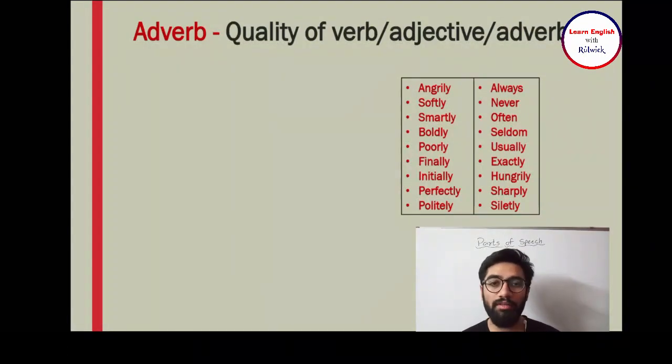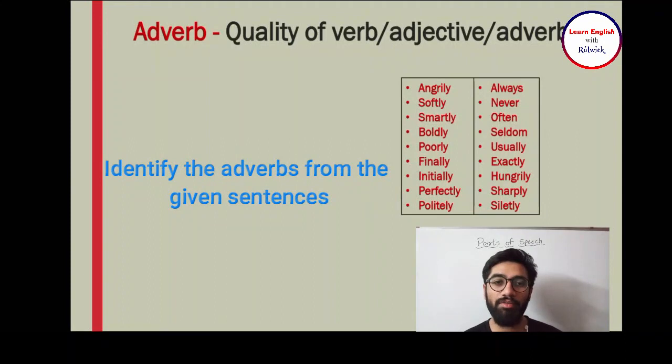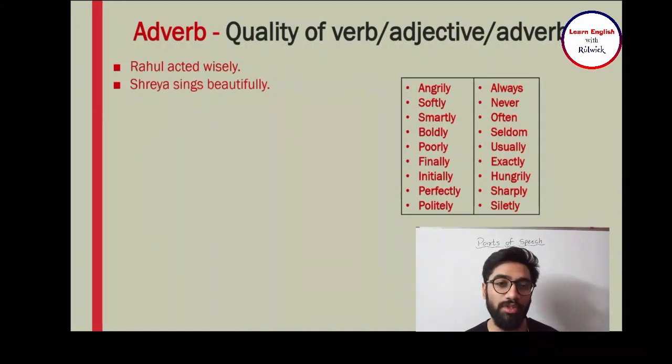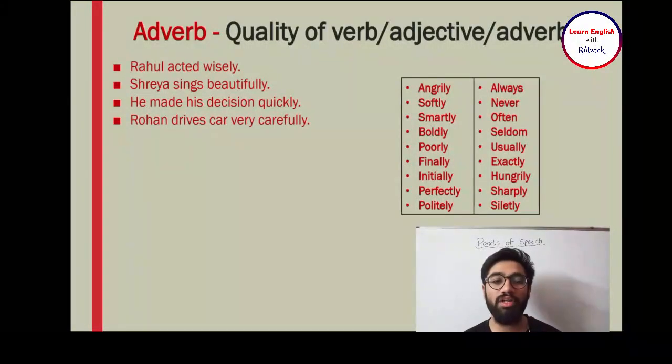Let's move ahead. Your task now is to identify the adverbs from the sentences. The first is, Rahul acted wisely. Remember that you have to identify a word which can help us understand the verb clearly. Next, Shreya sings beautifully. It's an easy example. He made his decision quickly. Okay, moving ahead. Rohan drives car very carefully.